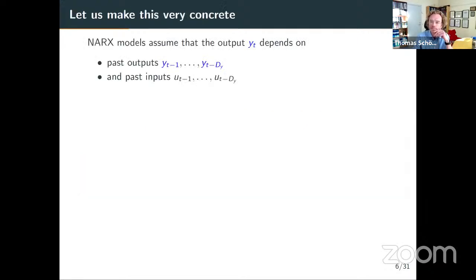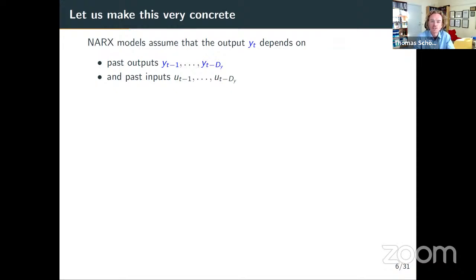So let's be very concrete, and walk you through something that you have seen before, I think. And if not, that's no problem. We'll do this gently. So looking at the model that's commonly referred to as a nonlinear autoregressive model with exogenous inputs, so a NARX model.